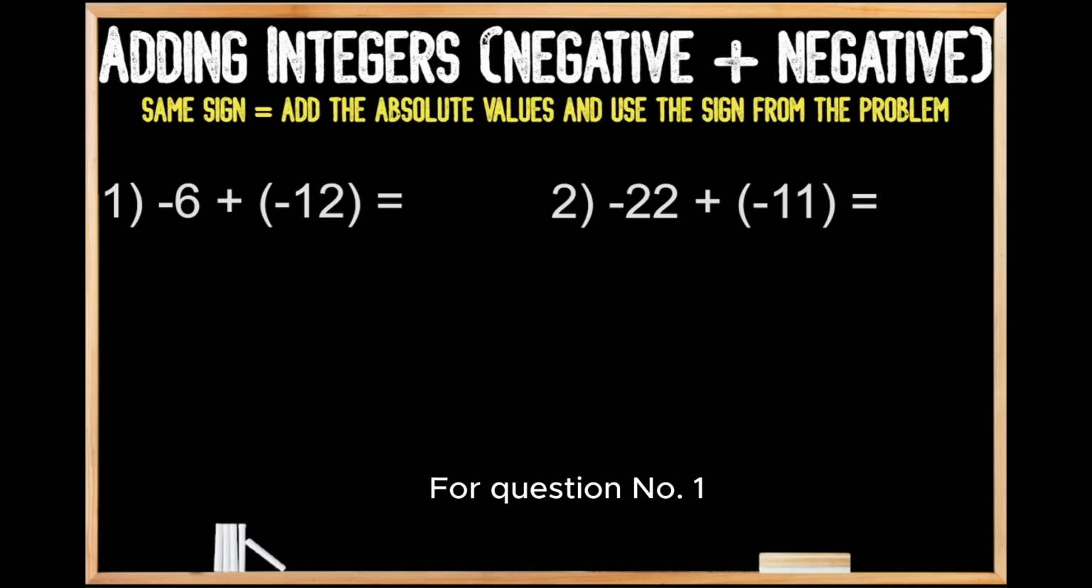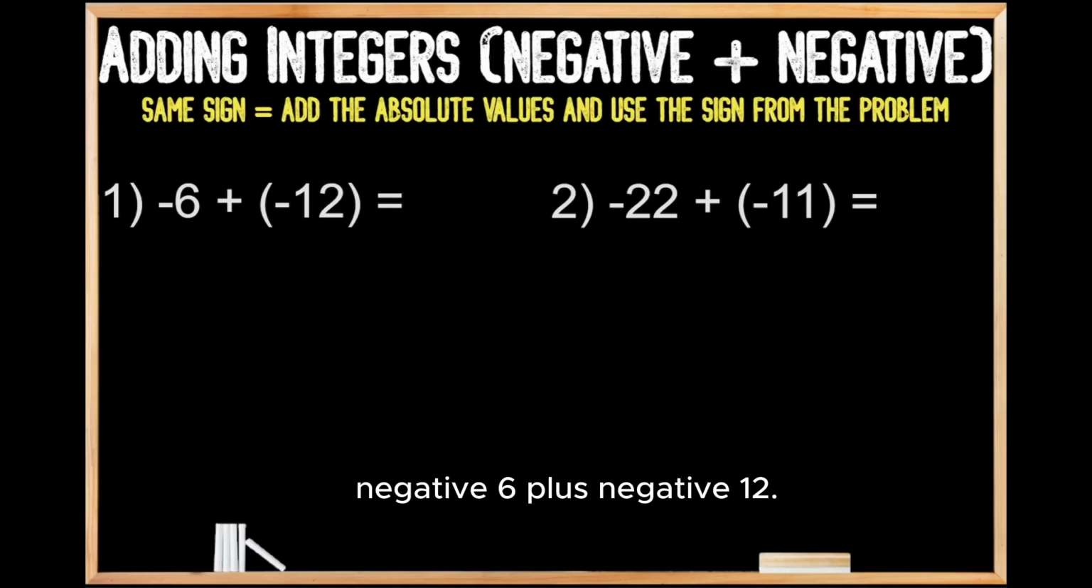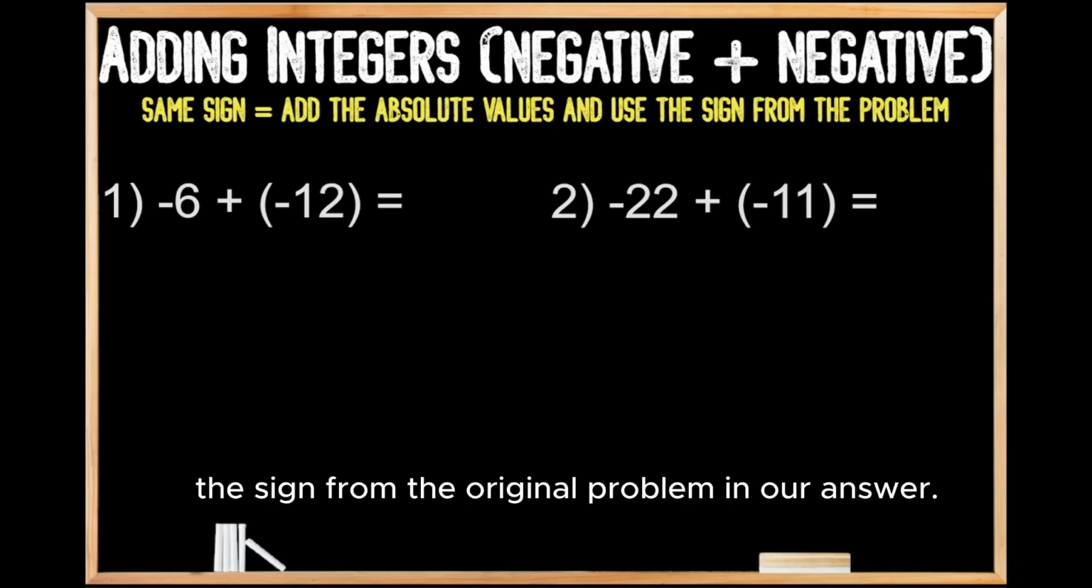For question number 1, we're being asked to calculate the sum of negative 6 plus negative 12. So clearly here we're dealing with the same signs, and as we can see up top here highlighted in yellow, in order for us to solve this, we're going to add the absolute values together, and then we're going to use the sign from the original problem in our answer.